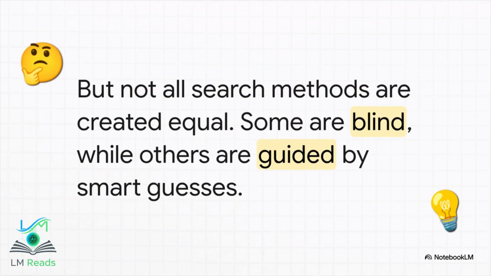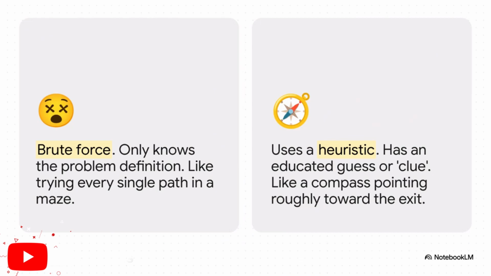Now, you can probably see the issue here. Just trying every single path might work eventually, but for any remotely complex problem, it is wildly inefficient. A truly rational agent has to be smarter than that. And this illustrates the difference perfectly. Uninformed search is basically blind. It's just wandering through the maze, checking every single turn.